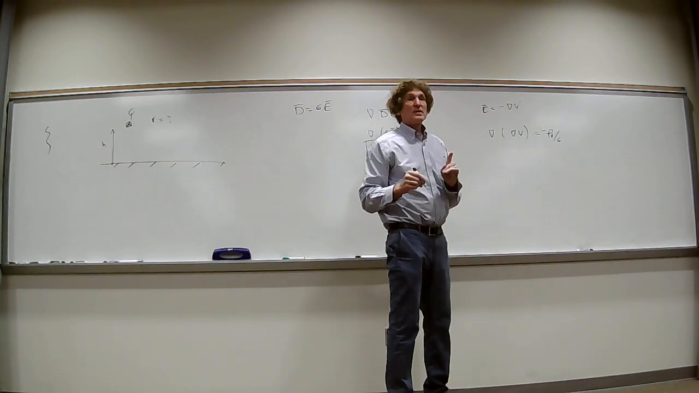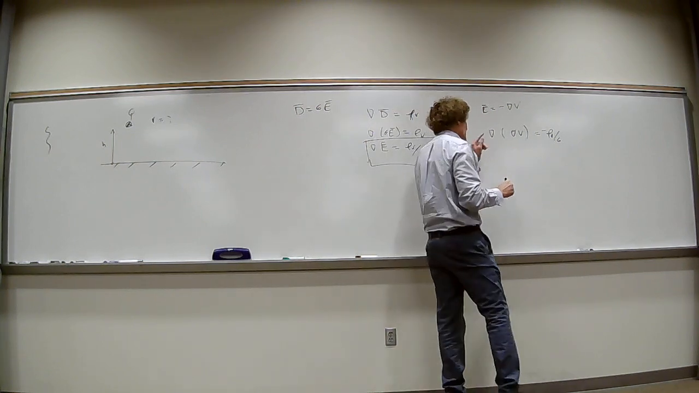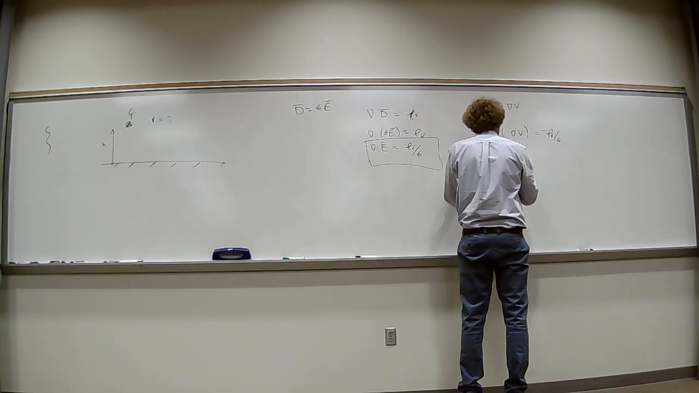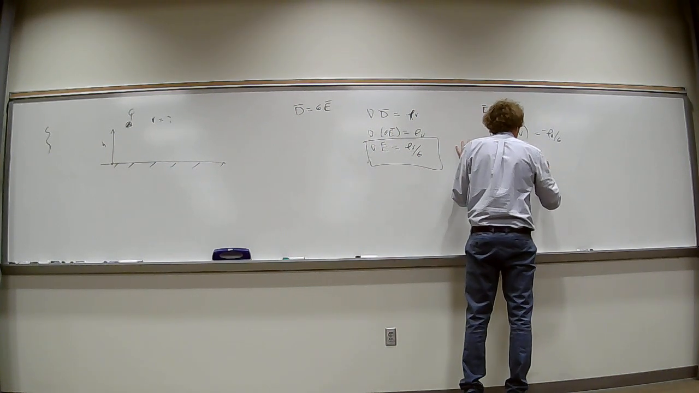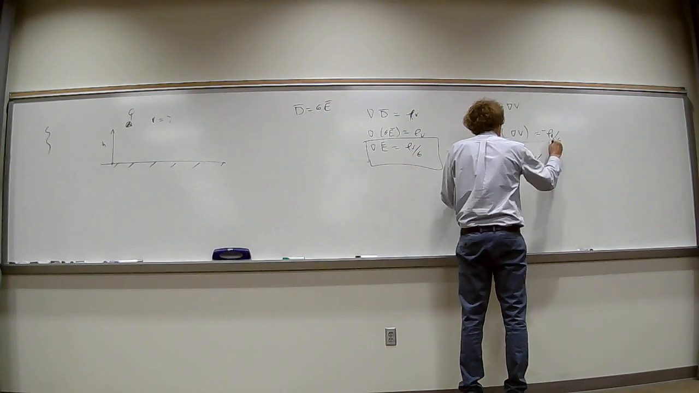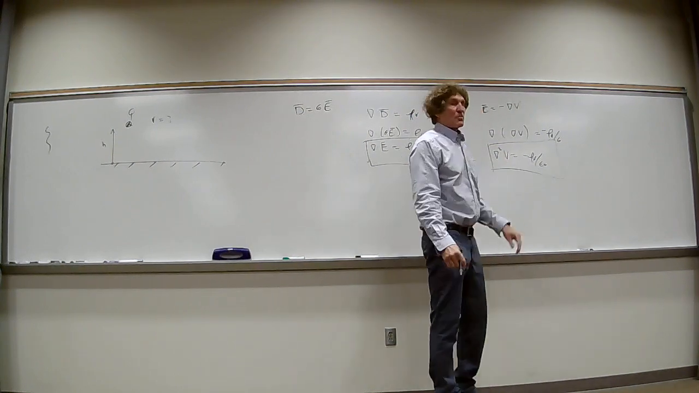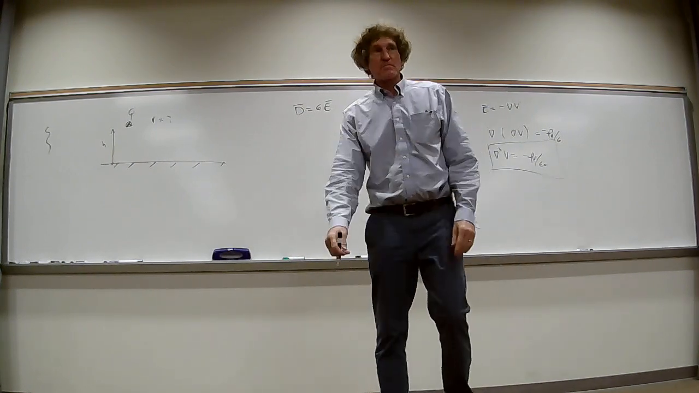And now we define the Laplacian. This is simply the del squared of V is equal to minus rho V over epsilon naught. This actually is called Poisson's equation.